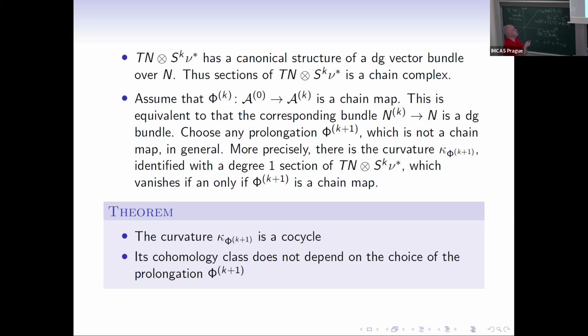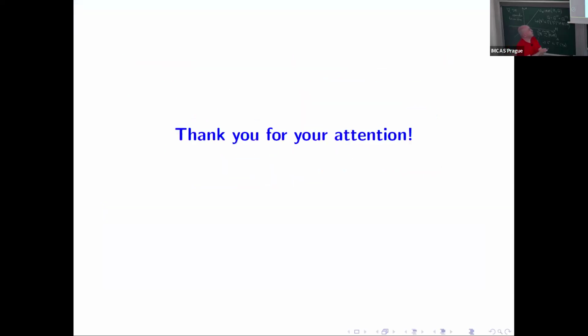And now we can construct the cocycle, which we call the curvature. Its cohomology does not depend on the choice of prolongation φ_{k+1}. And if this cocycle is a coboundary, it's always possible to construct a Q bundle structure from the k-th neighborhood of N inside M to N. If we can do this for all possible k, we obtain a Q bundle structure from the formal neighborhood of N inside M to N. Okay, I think that's all.